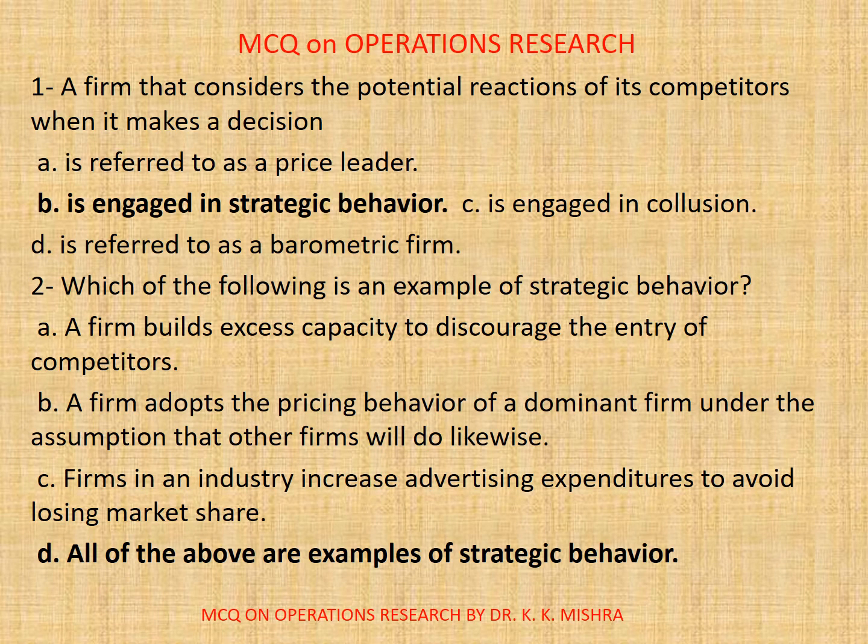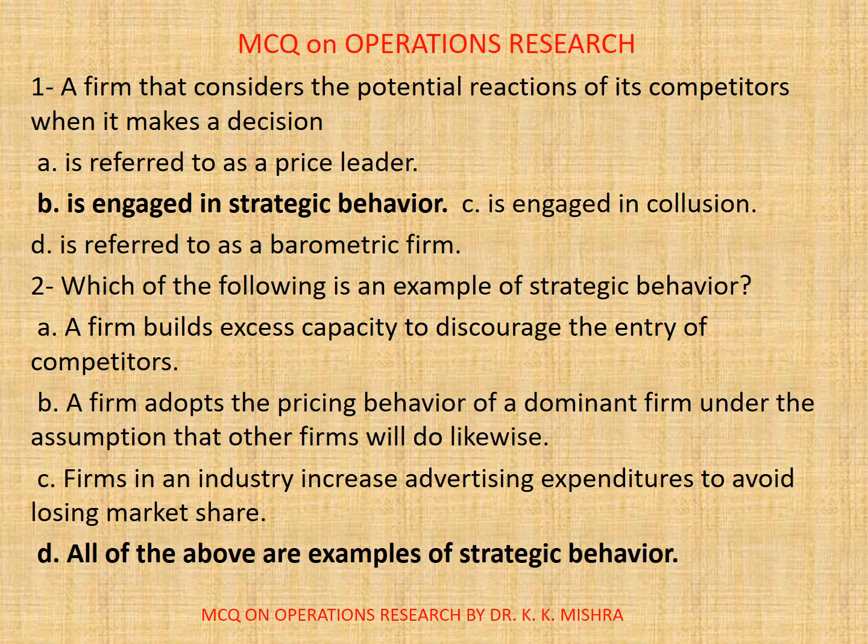Question number 1. A firm that considers the potential reactions of its competitors when it makes a decision: A. Referred to as price leader. B. Is engaged in strategic behavior. C. Is engaged in collusion. D. Is referred to as barometric firm. The correct option is B. Is engaged in strategic behavior.